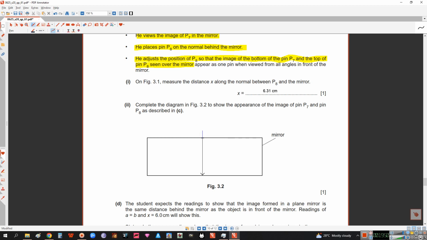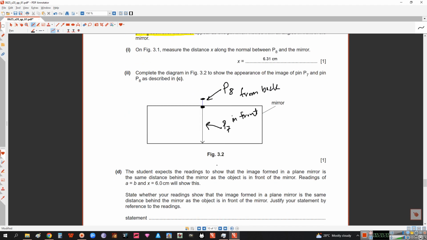So simply mark this out with different color pens, that this is P8 and this is P7, right? In front from back, right? They should line up like this. For example, this is P1 and this is P7, so they should line up together, right? This is what the experiment is all about. So another mark here, another mark here.